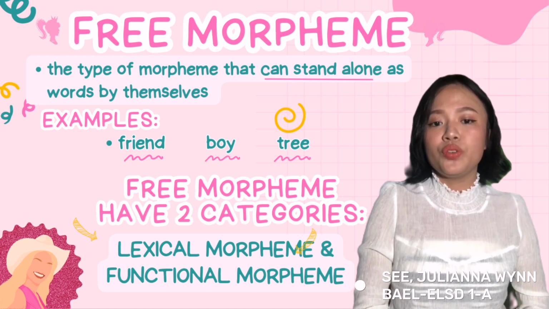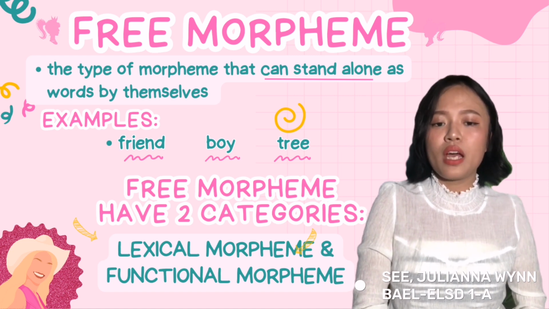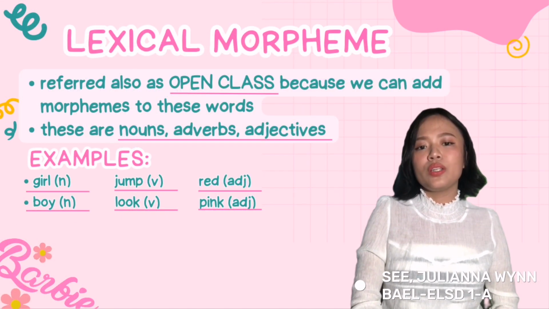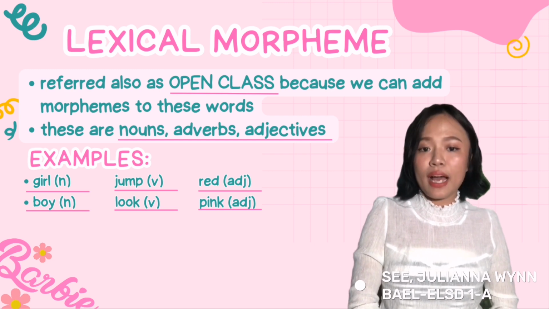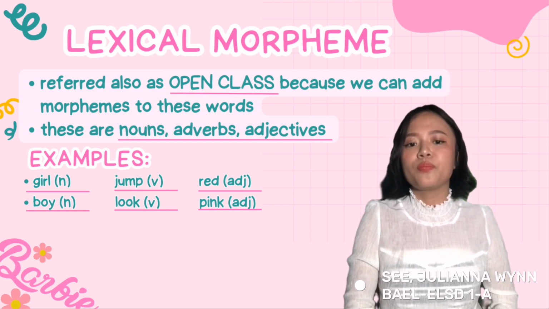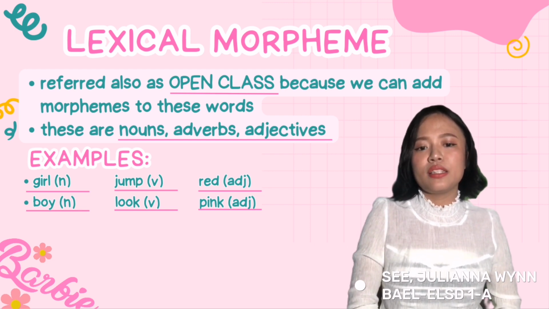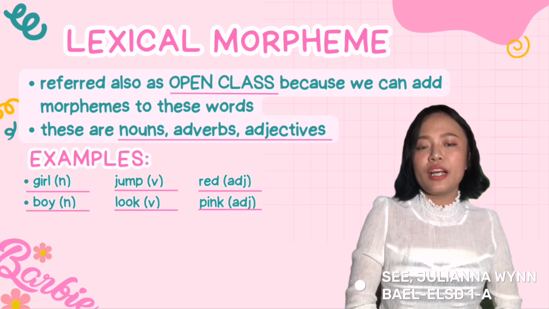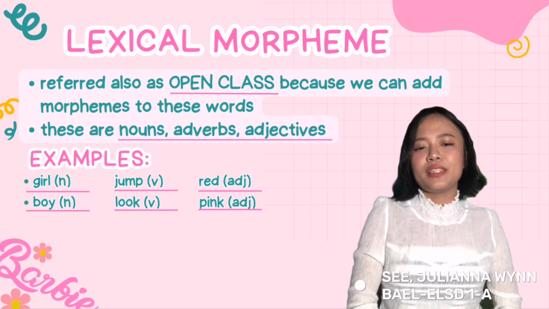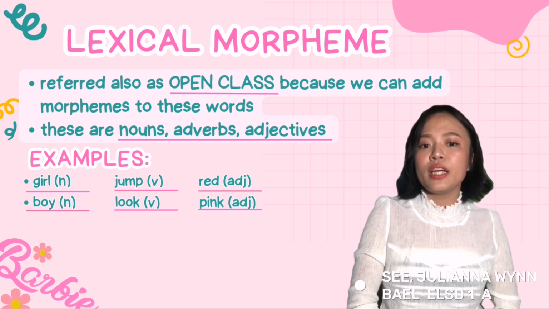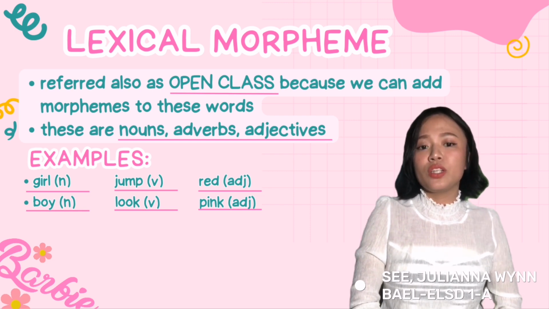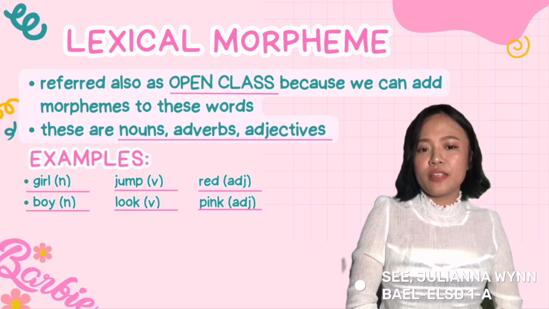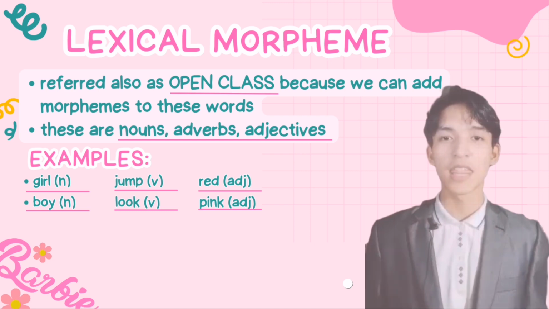Free morphemes have two categories: the lexical morpheme and the functional morpheme. But we're going to talk first about lexical morpheme. Lexical morphemes are referred to as an open class because we can add morphemes to these words. These morphemes carry the central meaning of a word and are typically nouns, verbs, adjectives, and adverbs. They represent the basic building blocks of vocabulary and communication. Words like girl and boy, which are nouns, jump and look, which are verbs, red and pink, which are adjectives, are all examples of it. Thank you so much, Miss C.